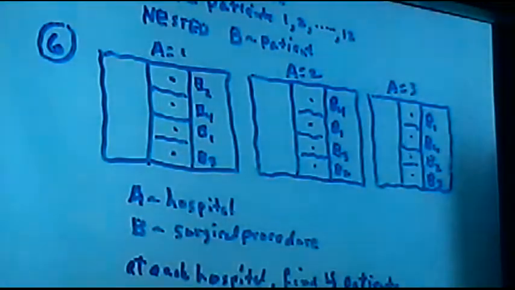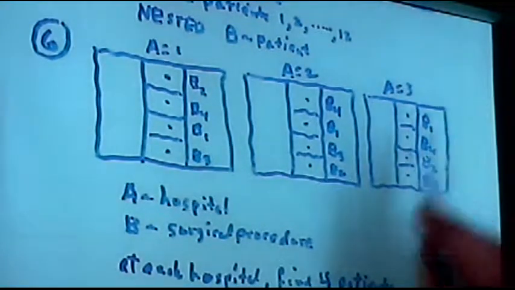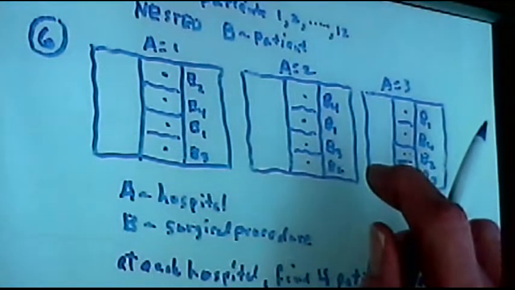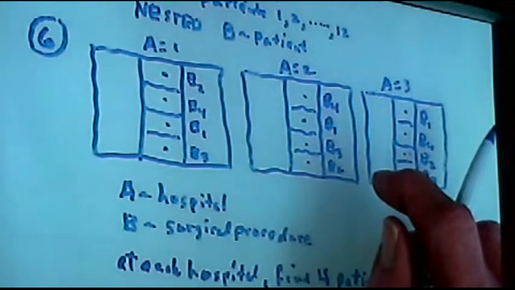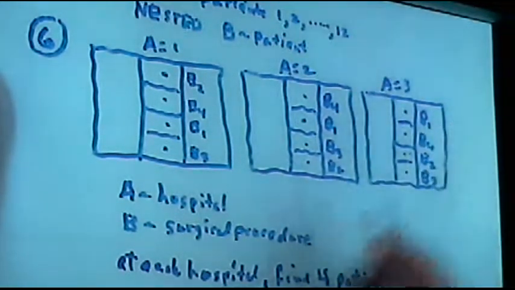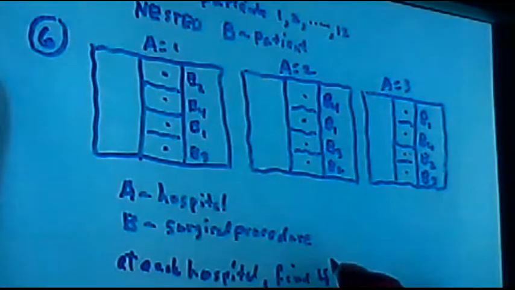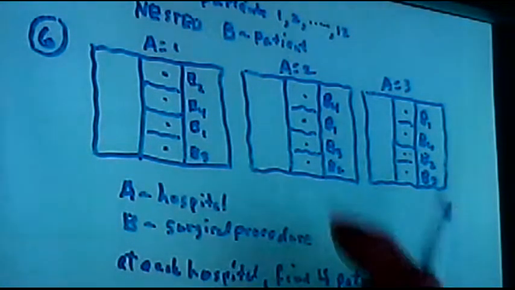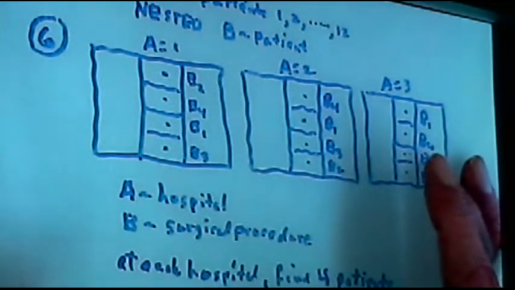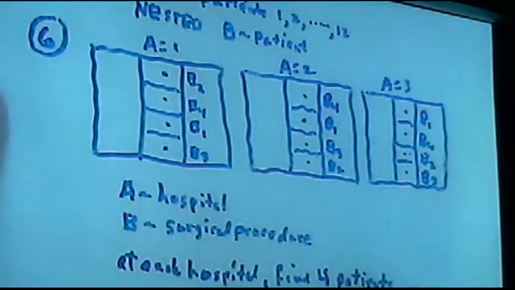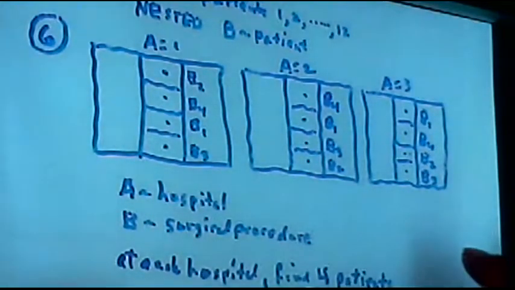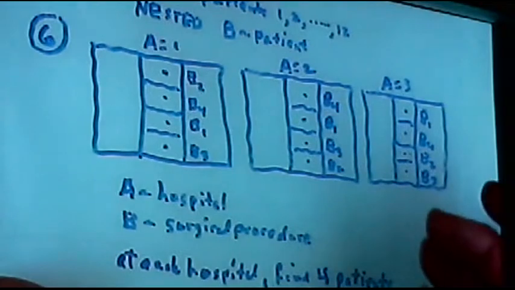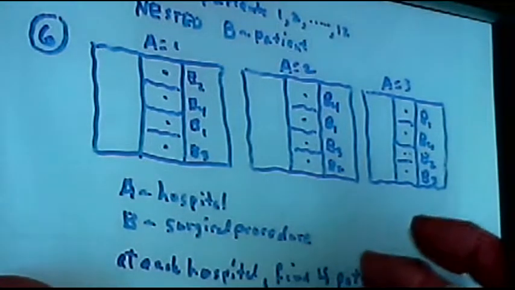So what does this picture say? It says that, well, at each hospital, I can see that I have each of the B's occurring once. So that means at each hospital, I'm going to use these different surgical procedures on one patient. Now, you can't use the procedure more than once on a given patient, right? So the implication is I have to have selected 4 patients here to be participants in the study at each hospital. And then we decide which surgical procedure is going to be assigned.